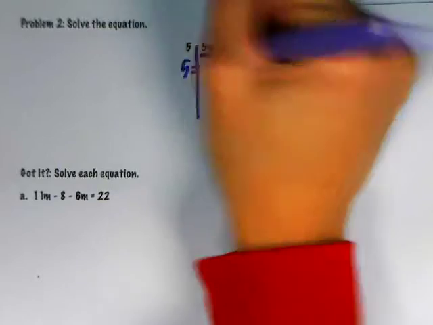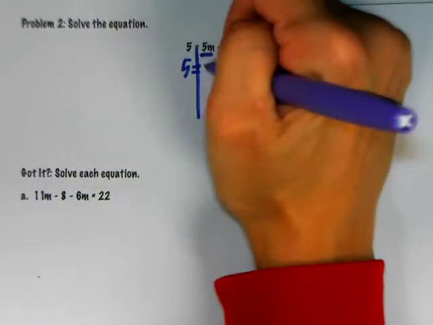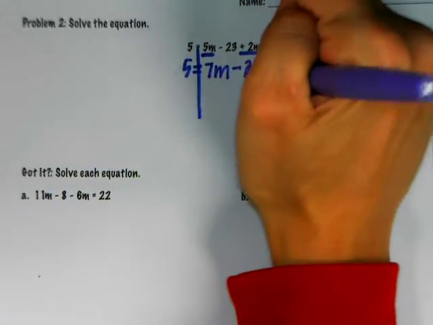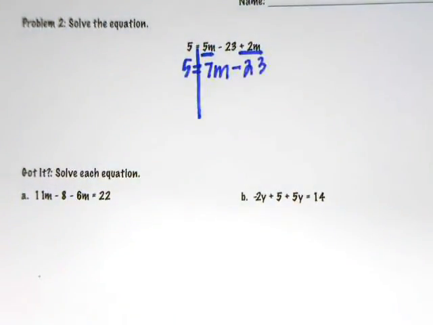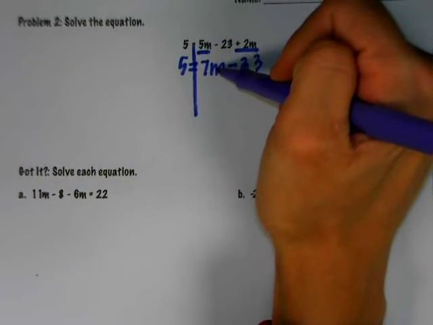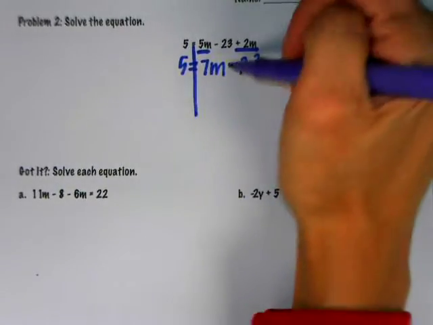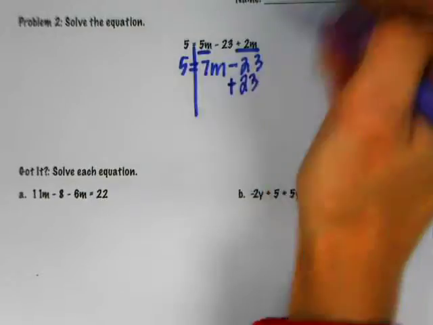So I have a 5m and a 2m. What does that make? 7m, yep. And then bring down the minus 23. So that's just getting your problem ready to go, okay? Once you have a maximum of 2 things on each side and you actually start solving, that's when you do the opposite. So we're trying to get to m by itself. So I need negative 23 to 0 out. So what do I put on this side also? Plus 23. Yep, plus 23.